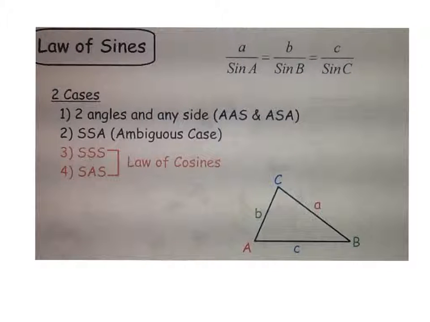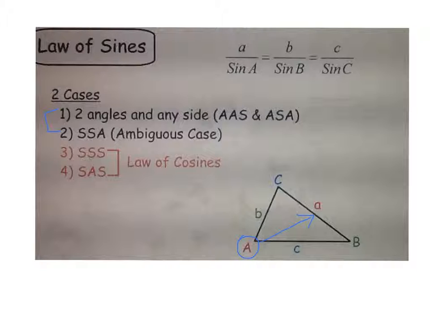Law of sines. The formula states a over sine A equals b over sine B equals c over sine C. You're going to use two of them at a time depending on what's given. Our focus is looking for an angle across from a side. The two cases we're going to focus on today are angle, angle, side, and angle, side, angle.